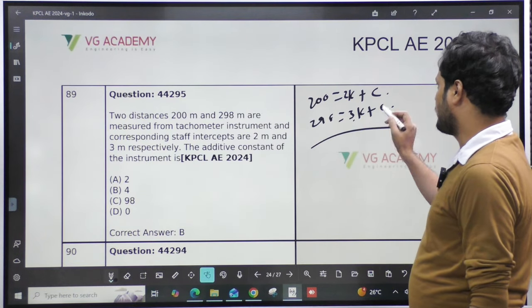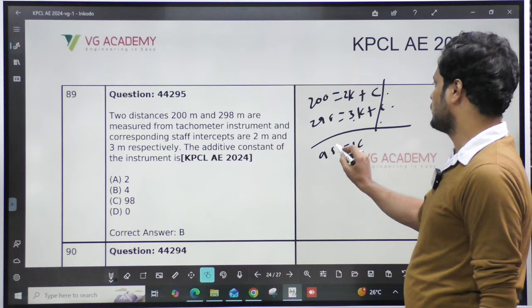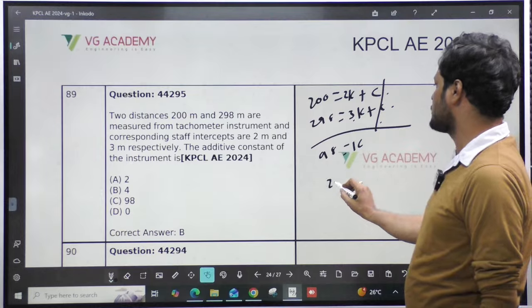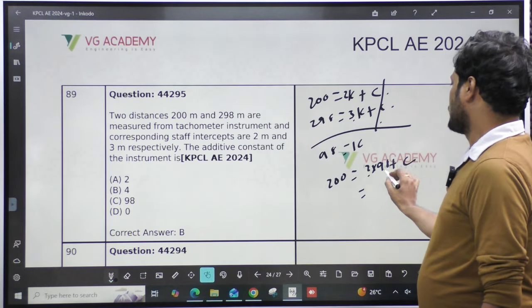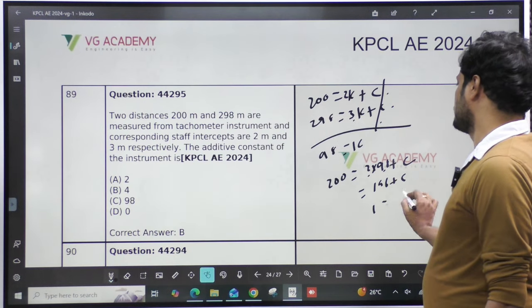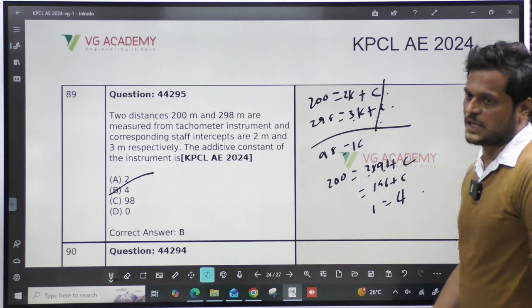So first we will find the K value, we can eliminate C. So 3K minus 2K, K is 98. So K is 98, substitute in the first equation: 298 is 196 plus C, so C is 102. Understood?